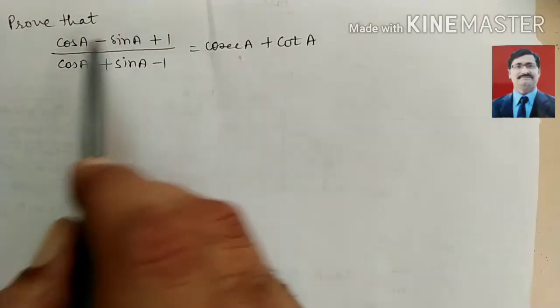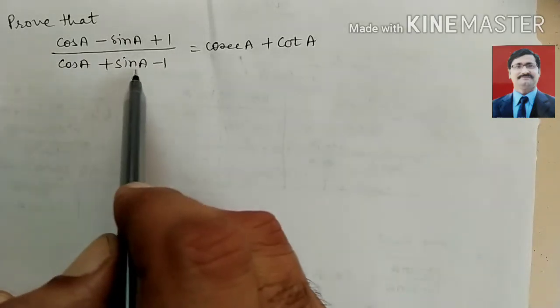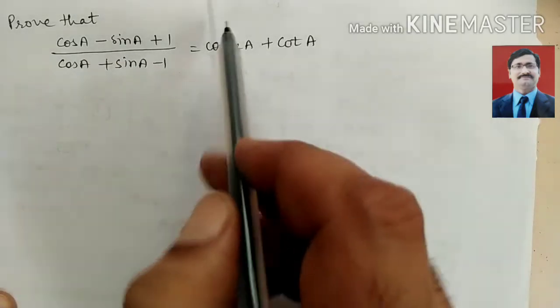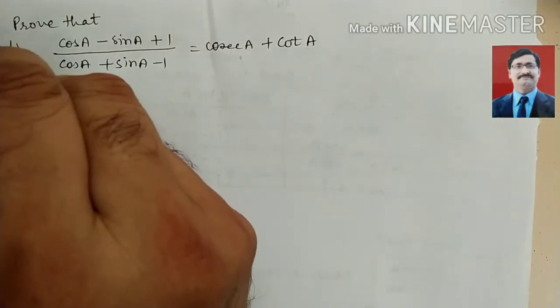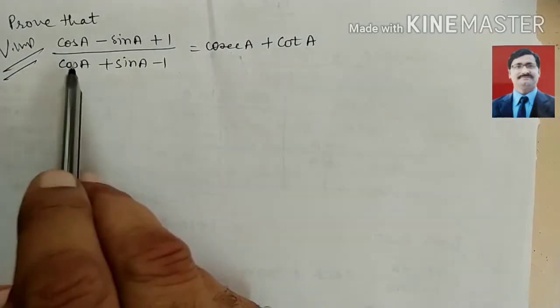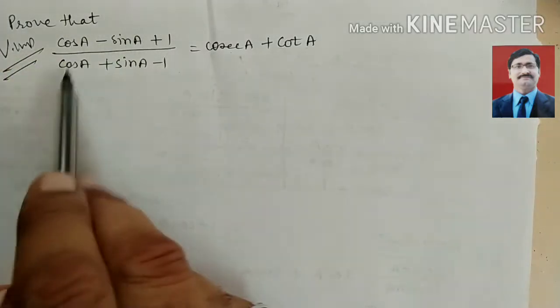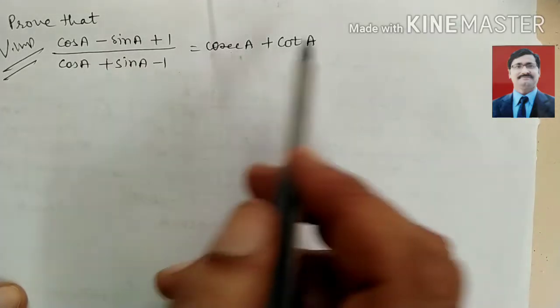Look here, we have to prove here (cos A minus sin A plus 1) upon (cos A plus sin A minus 1) is equal to cosec A plus cot A. Look here, this is a very important question. Okay, so you have to do this. Look here, these sin and cos, you have to convert in cosec and cot. You have to convert in cosec and cot.